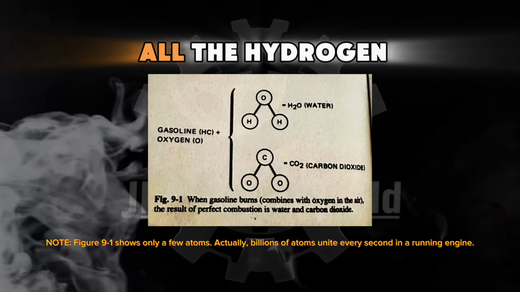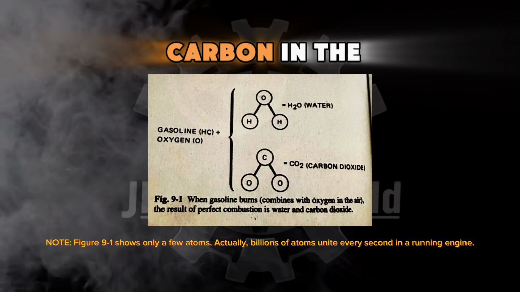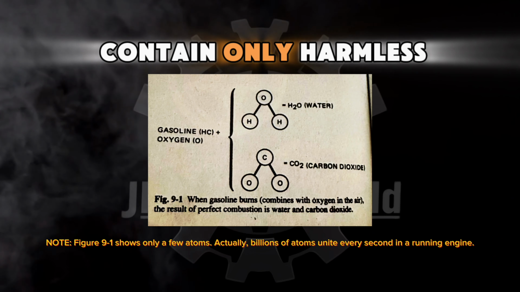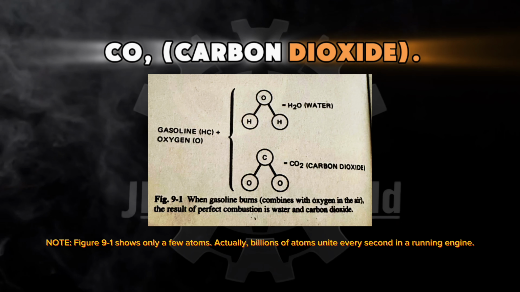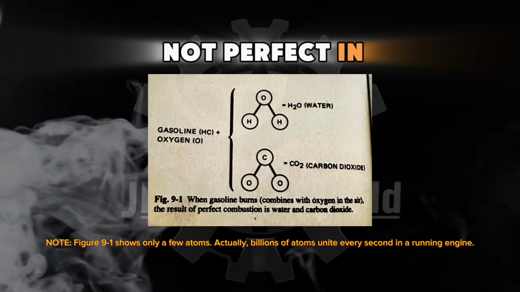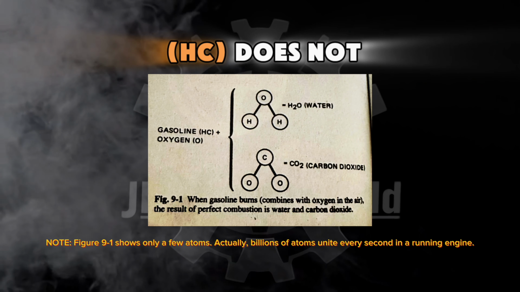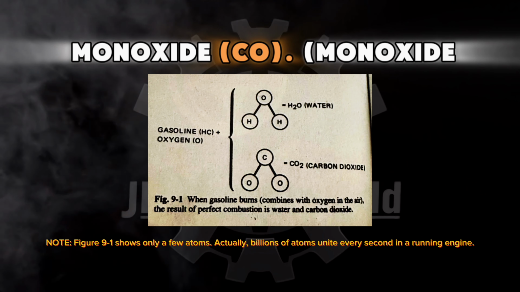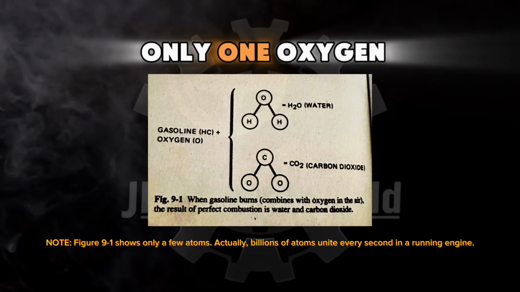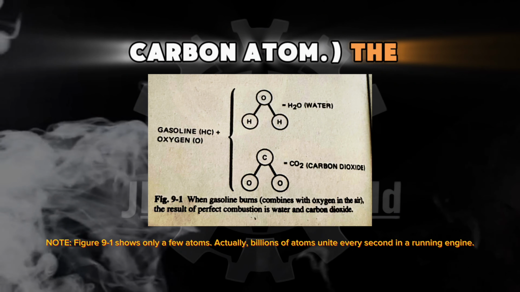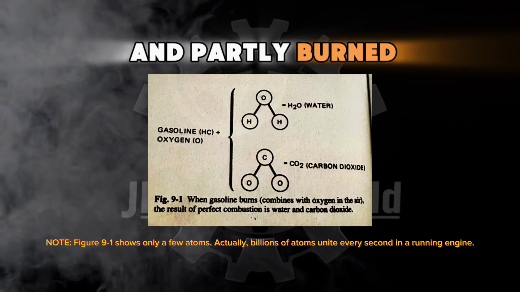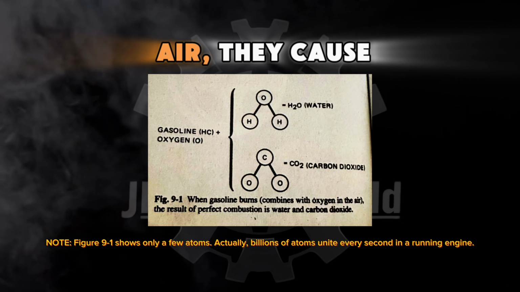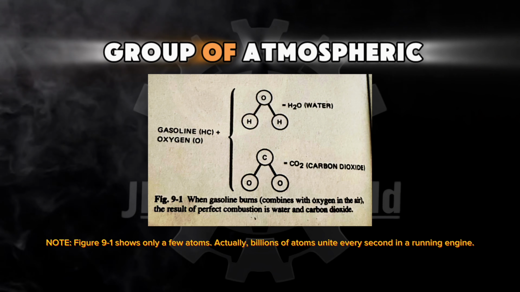With perfect combustion, all the hydrogen and all the carbon in the gasoline would unite with oxygen. The exhaust gas would contain only harmless H2O, water, and CO2, carbon dioxide. But combustion is not perfect in the engine. Some of the gasoline, HC, does not burn. Also, some only partly burns. This produces carbon monoxide, CO. Monoxide because there is only one oxygen atom for each carbon atom. The unburned gasoline, HC, and partly burned gasoline, CO, exit from the engine through the tailpipe. Once in the air, they cause atmospheric pollution.